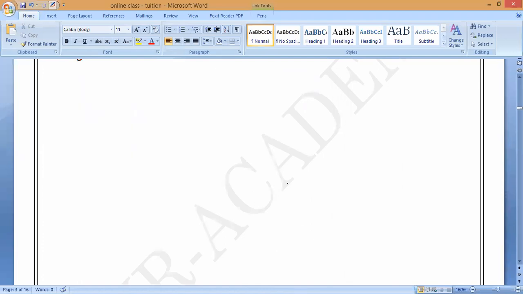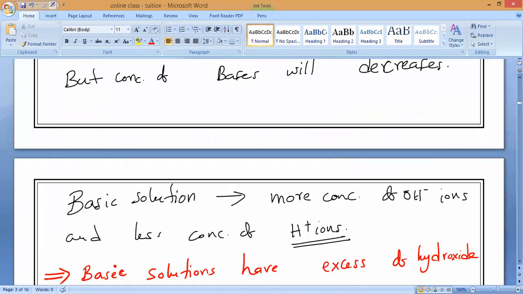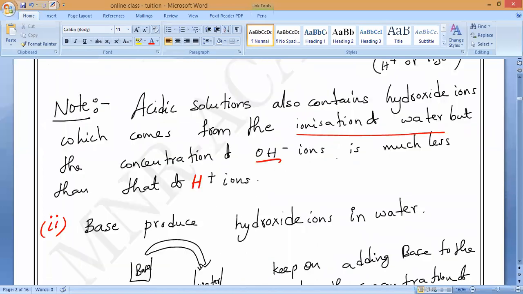Have you understood this one? So now, what is base and what is acid? Are you clear? pH values.